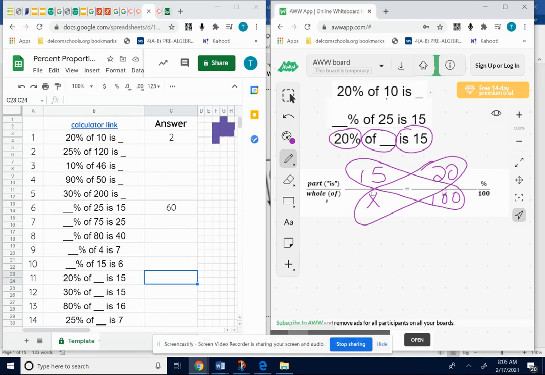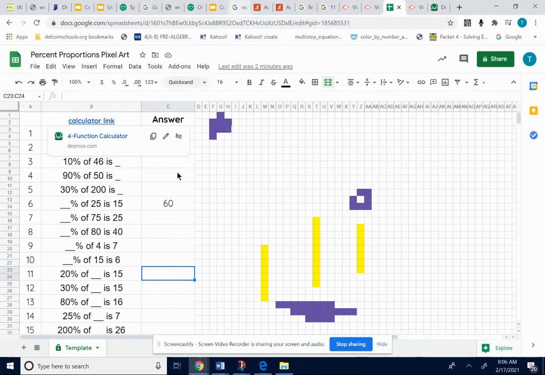We know that 15 times 100 must equal the same thing as 20 times x. So we're going to take 15 times 100 and get 1500. And then take that 1500 divided by the lonesome 20. And that gives us 75. So that means 20% of 75 is 15. Let's blow that up. Type in 75, enter. Did we get a third part of the picture to show up?